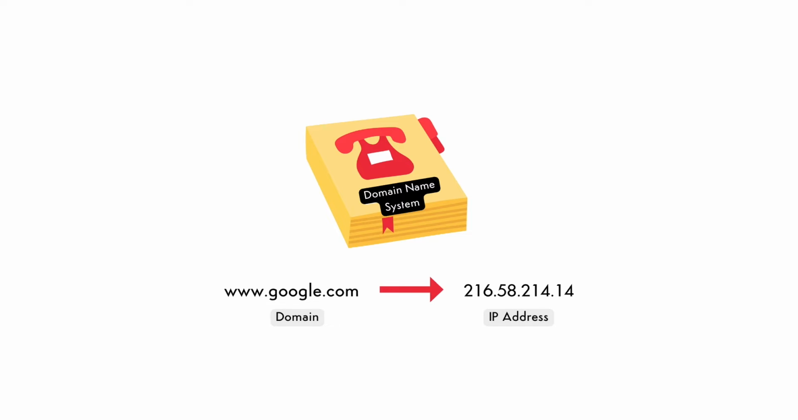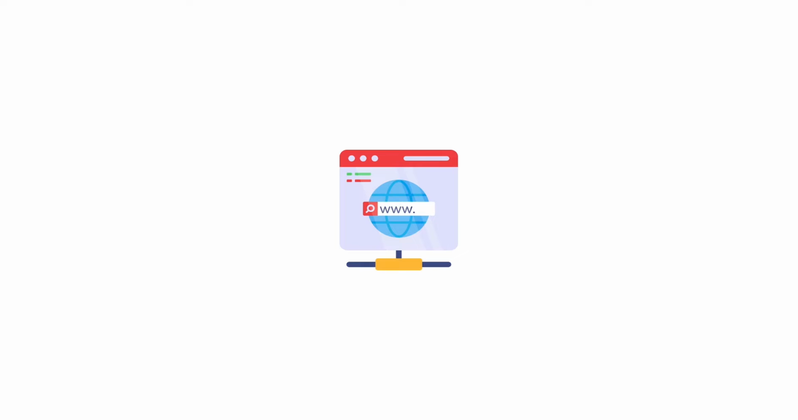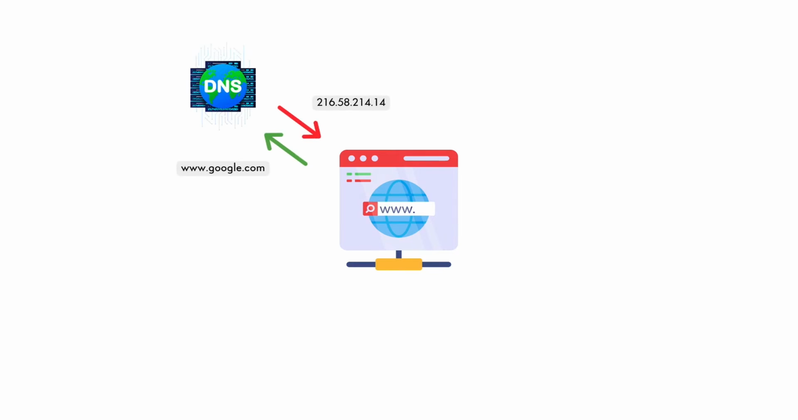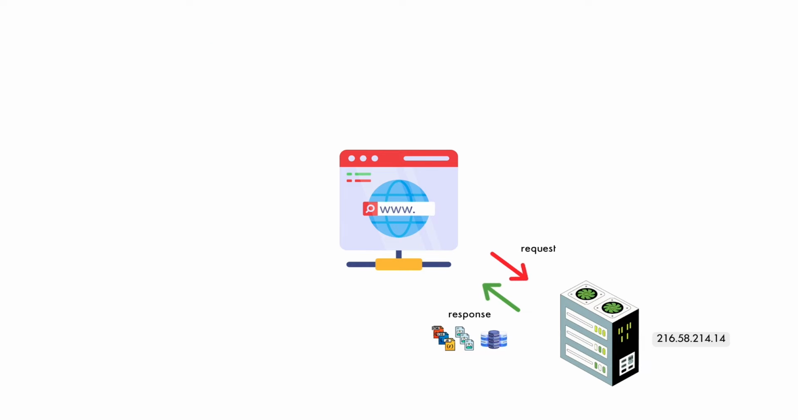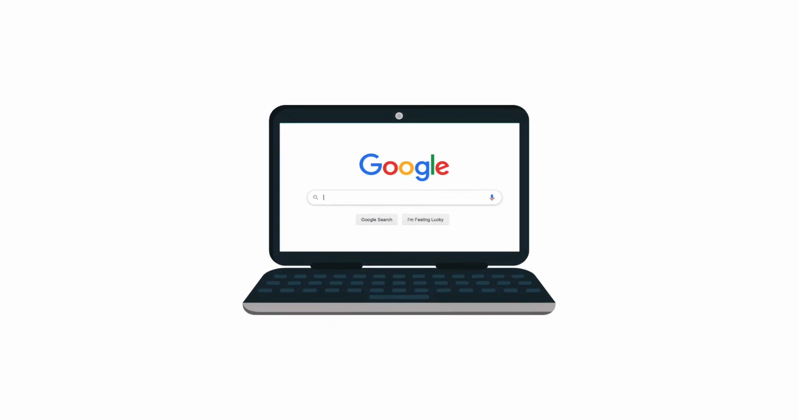When you enter a web address in your browser, a DNS server is contacted to find out which IP address corresponds to that domain name. Once the IP address is known, your device can send the request directly to the correct server, which then sends back the data so the website is loaded on your browser.